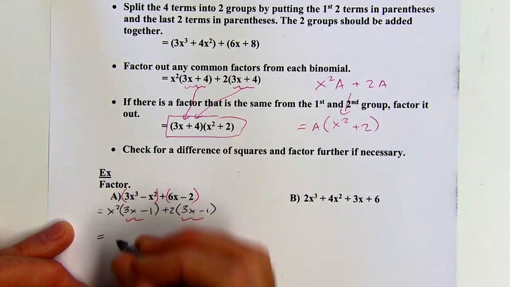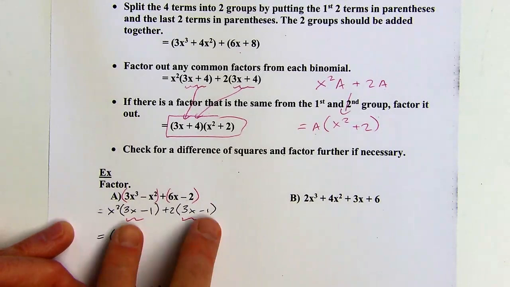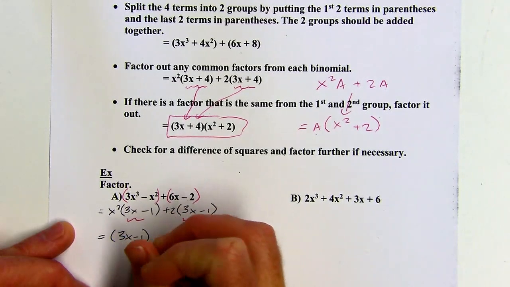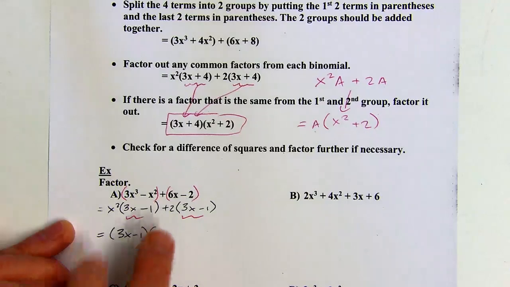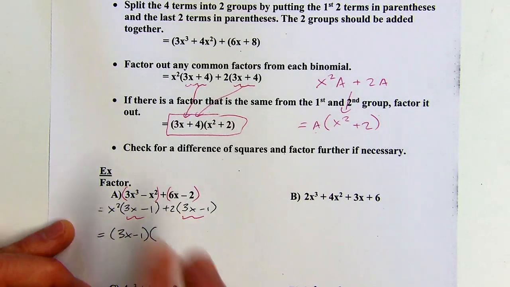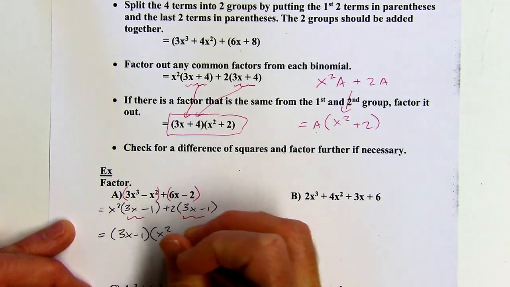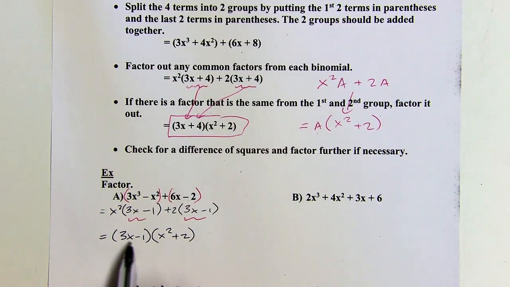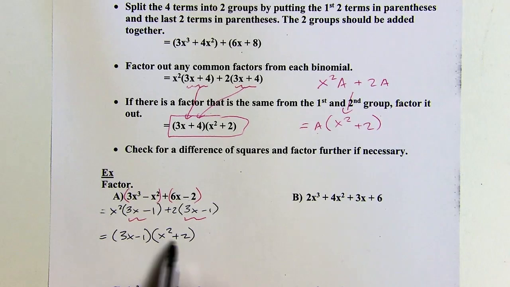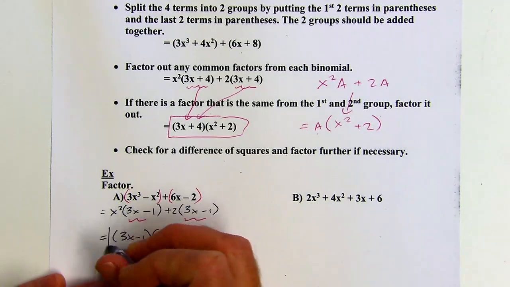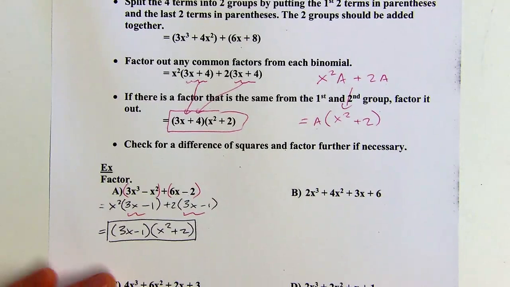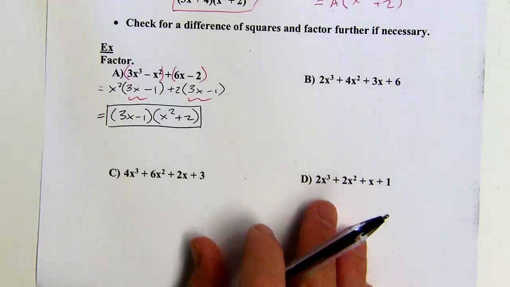So one way you can think about it, make a parentheses for what they have in common, which is the 3x minus 1. And then make a parentheses for the leftovers. The leftovers are the x squared plus 2. Okay? And then I want to check to make sure there's no more factoring I can do. Can't factor anything out of the first group. Can't factor anything out of the second group. So we are finished there. Okay. All right, let's try another here.